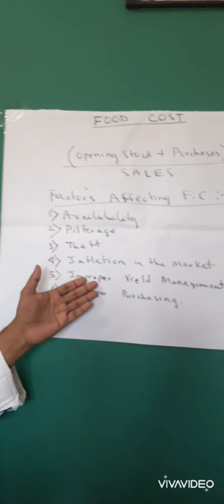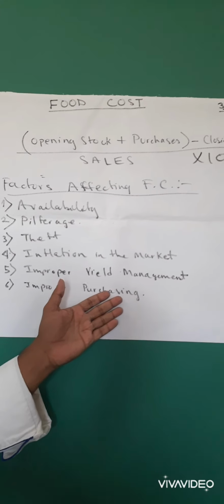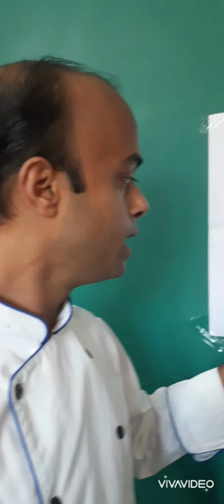Other points are the inflation of the market, and improper yield management. That means if we don't know the optimum amount we are going to get out of one particular ingredient. And improper purchasing, if you do not have a proper purchasing system. So these are the few points which need to be kept in mind.